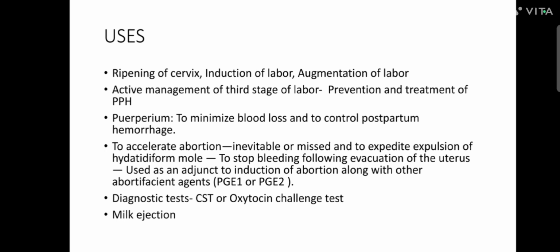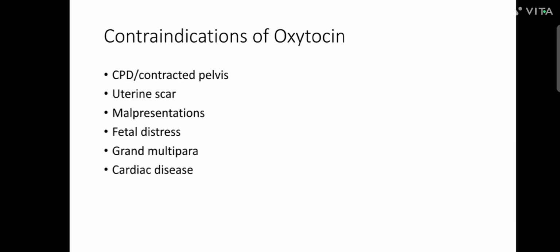For diagnostic procedures, we go for CST and the oxytocin challenge test. Oxytocin is also used in case of milk ejection. What are the contraindications of oxytocin? When are you not supposed to give oxytocin? We have learned when we have to give oxytocin: at the time of labor, at the time of missed abortions, inevitable abortions, hydatidiform moles, and so on.